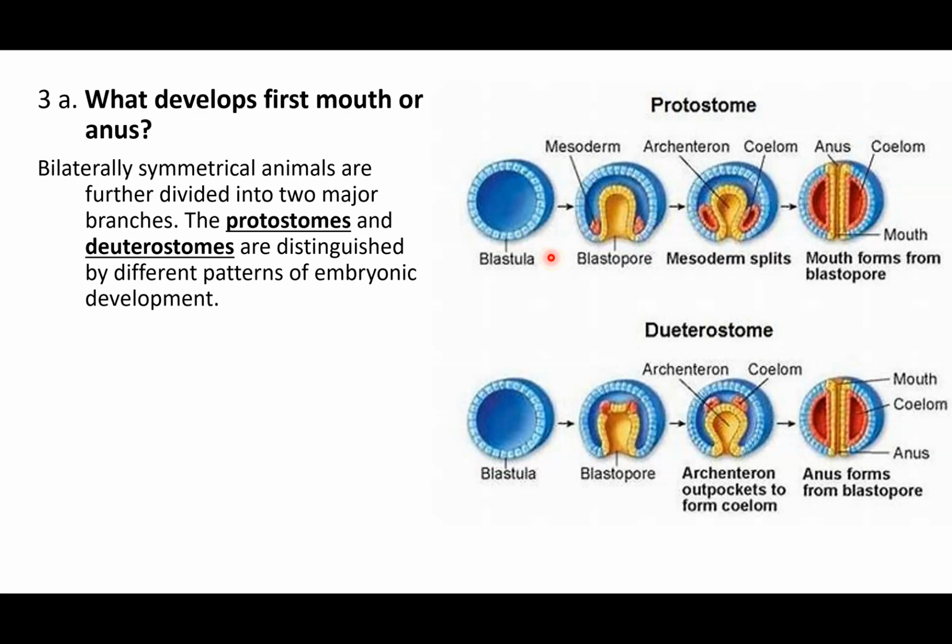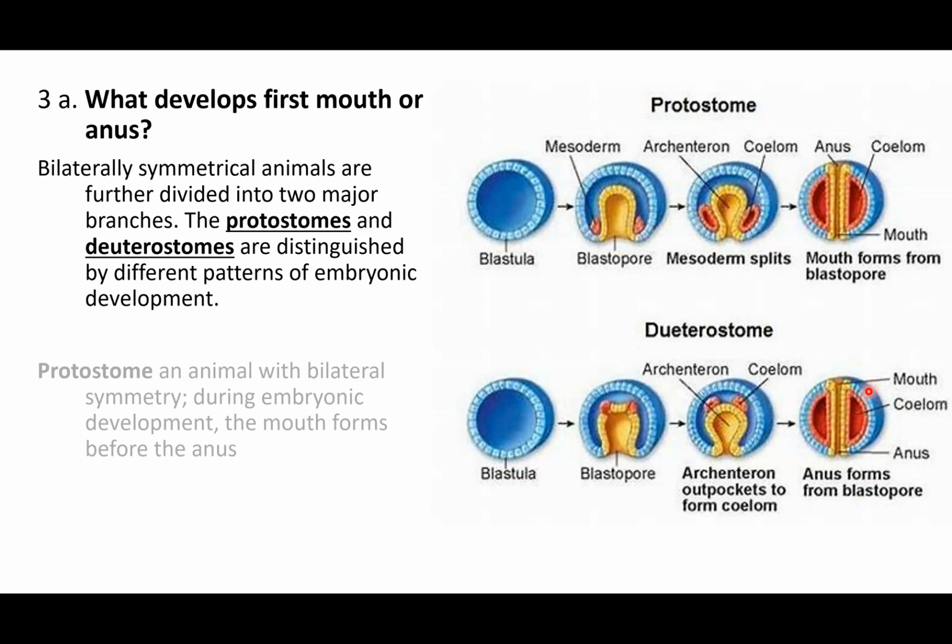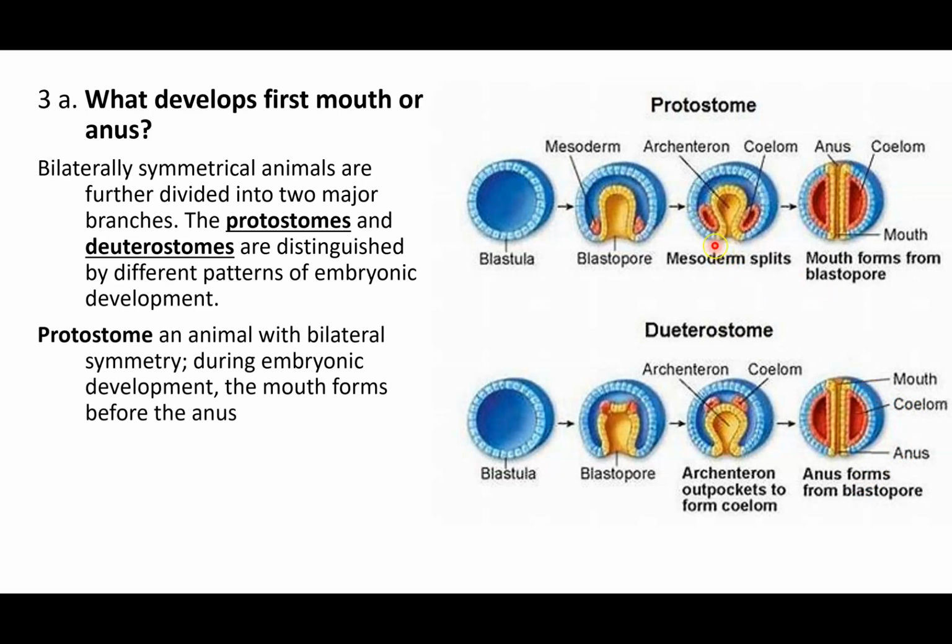the types of cell divisions can be spiral or radial. It leads to which organ is going to form first. So in the case of protostome, the mouth forms first and then the anus after. And there's the cavity on the side. In the case of the deuterostomes, during the embryonic development, they had the blastopore. This opening here becomes the anus. The anus forms from the blastopore, and then the mouth is going to form later. So those are the two types of bilateral symmetry and the development of the mouth and the anus that are used as criteria to classify animals. So a protostome animal, to summarize, is an animal with bilateral symmetry. During embryonic development, the mouth forms before the anus.